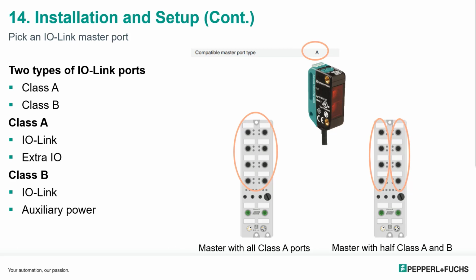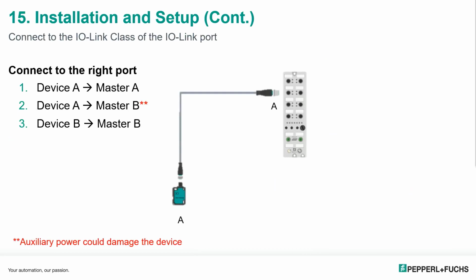Well, how do I connect my sensor to these IO-Link masters? Here's how you do it. You can connect, of course, a device that's A going to a master with an A port. You can go from A to B, but just be a little careful about the auxiliary power, right? If that B port's got auxiliary power running and you connect it wrong, you could fry your sensor. So I suggest 3-pin cables, which we'll talk about in a second. Or if your device is a B, you're going to connect it to a B port as well.